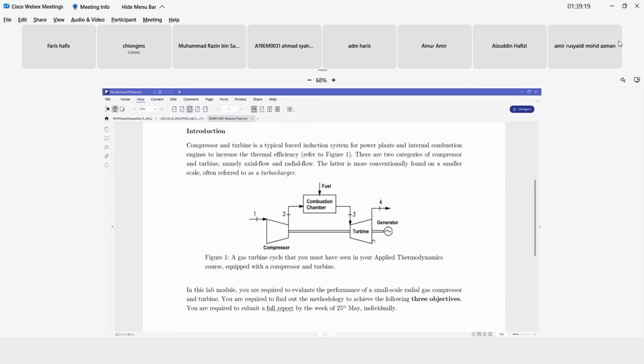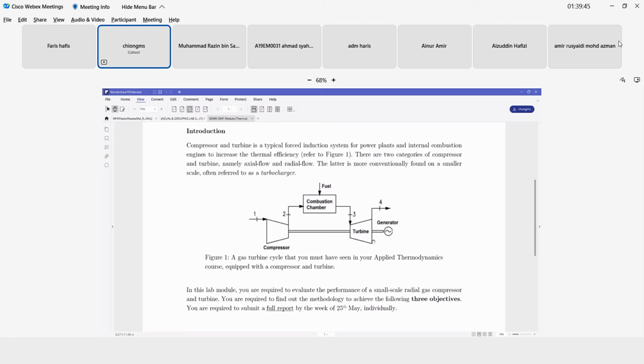TS diagram, okay. Efficiency, right? So when we talk about the performance of a certain machine, efficiency is usually one of it. The more efficient your machine is, the better it operates. So efficiency is one of the performance parameters, okay, but not the only one.